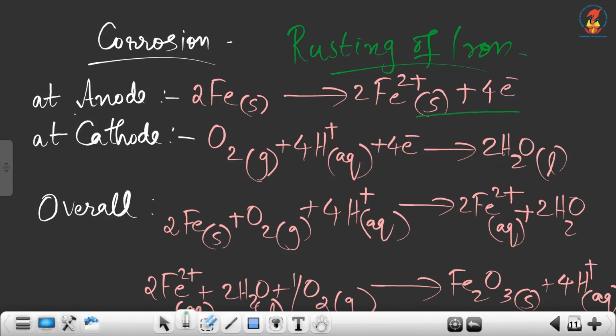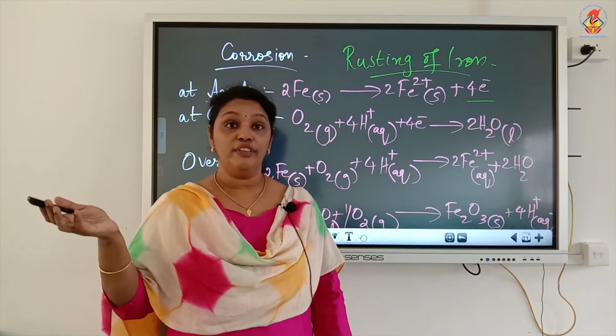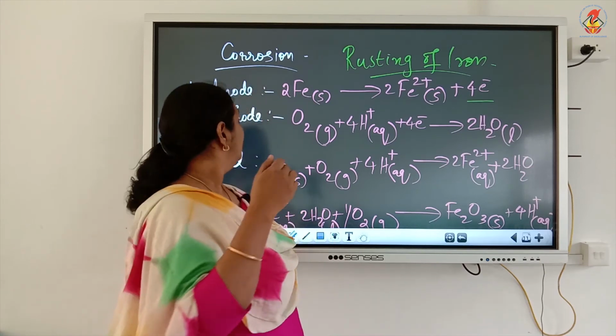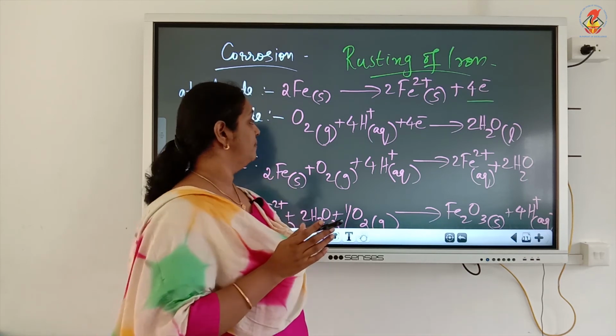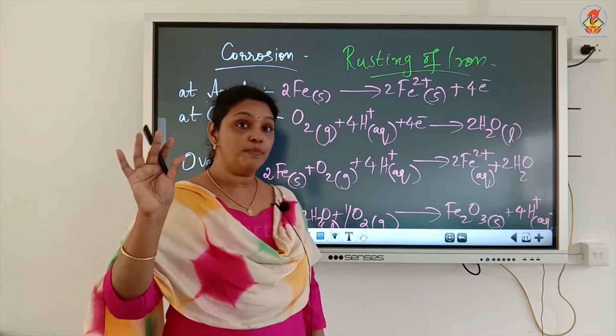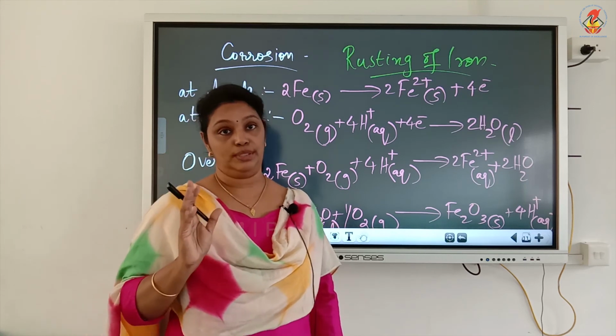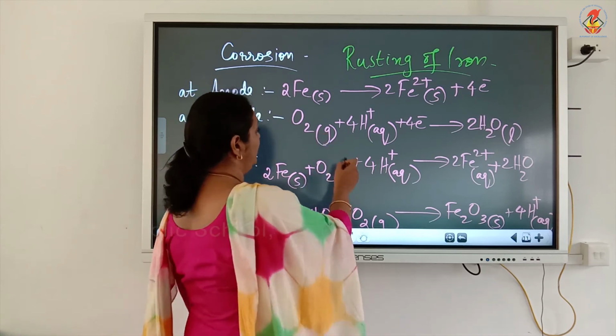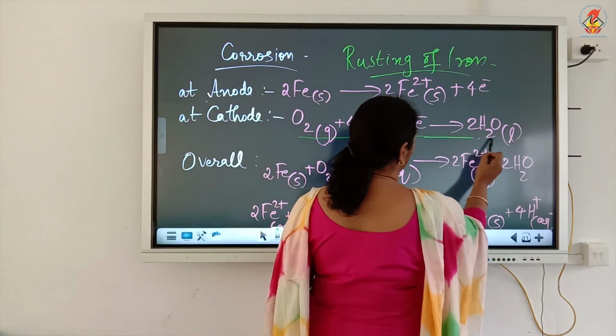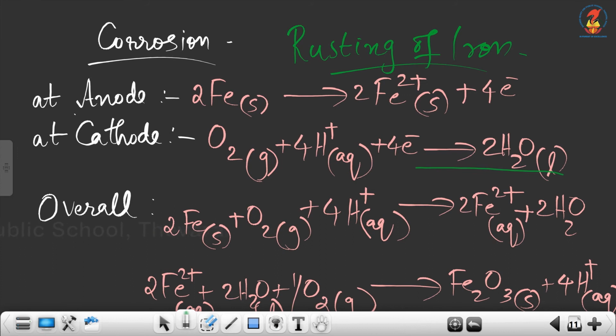Now the electrons released here will move through the object and it will reach some other spot where the reduction of oxygen takes place. So that spot behaves as cathode, and the reduction reaction of oxygen is O2 plus 4H+ plus 4 electrons giving 2H2O. And you can see the reduction of oxygen takes place in presence of H+ ion.